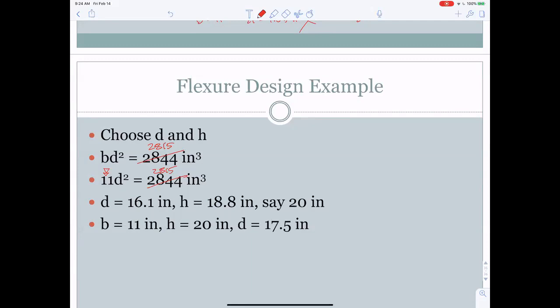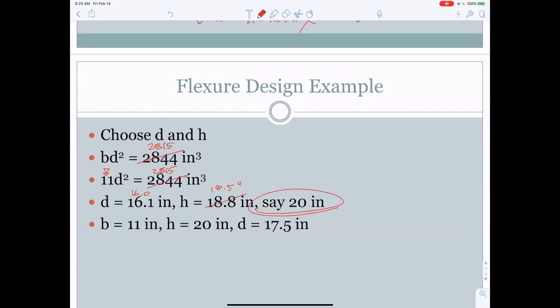Oh, I did something wrong. 2815 divided by 11, take the square root of that is 16.0 inches. Oh, I lucked out. It's about the same. And so add 2.5 to that. So 18.5 inches. So I'm going to round it to 20. So good, 11 by 20.